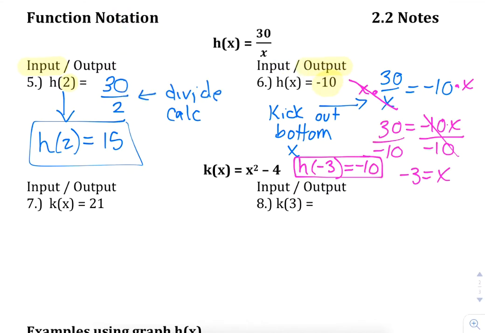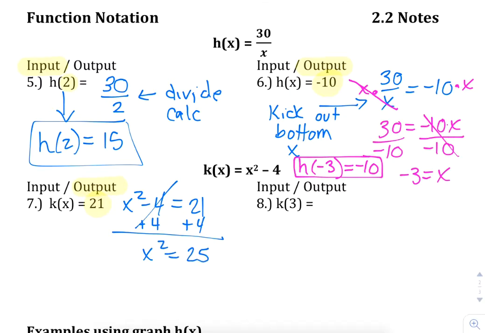All right, let's go to number 7. Number 7, input or output? It's on the outside, so it's an output. We're going to set it equal then. So we are taking x squared minus 4 equals 21. Solving for x, I'm going to add 4 to both sides. Cross it off. We have x squared makes 25.